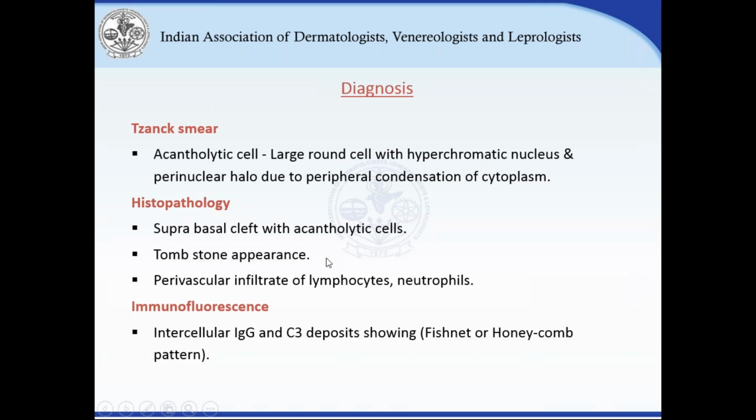Tombstone appearance is the name given to the basal cells arranged in a layer, right? So they are like standing on the basement membrane, and above them there is nothing, just a fluid filled blister. So it appears like gravestones, like you have graves in a cemetery. So it looks like a tombstone, and you have a perivascular infiltrate of lymphocytes and neutrophils, because that is ultimately what the pathology is.